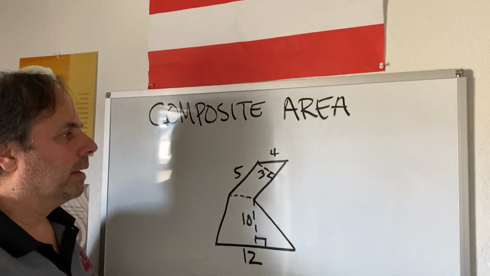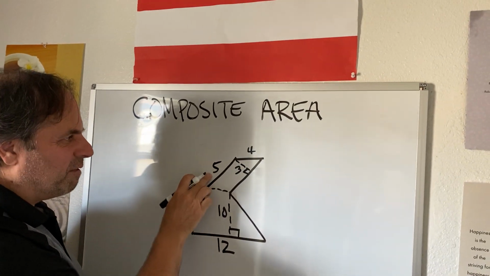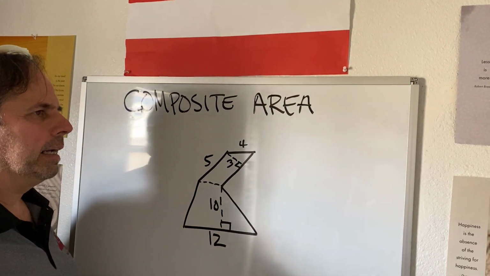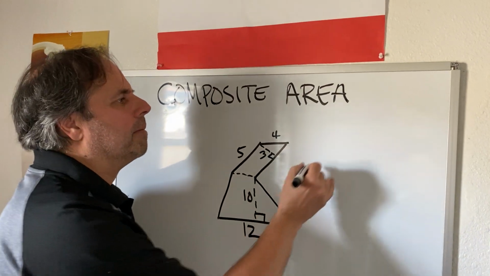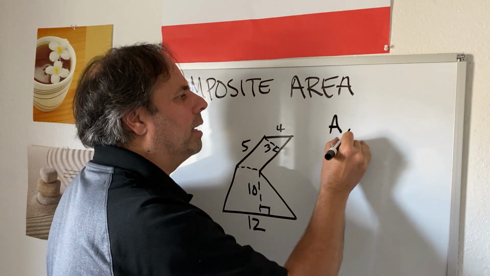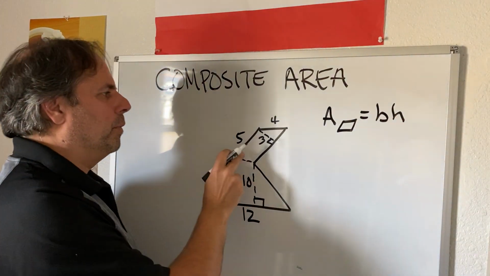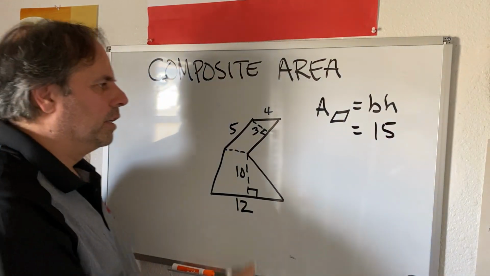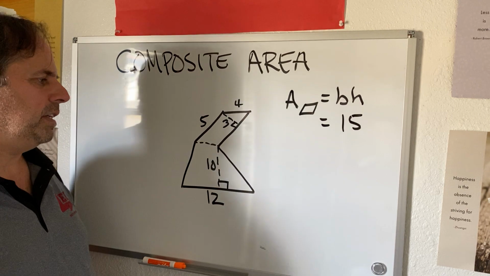Well, first I've got a parallelogram with a base of 5 and a height of 3. How do we find the area of a parallelogram? We multiply. The area of a parallelogram is base times height. So 5 times 3 is 15. So the area of just this portion here is 15.